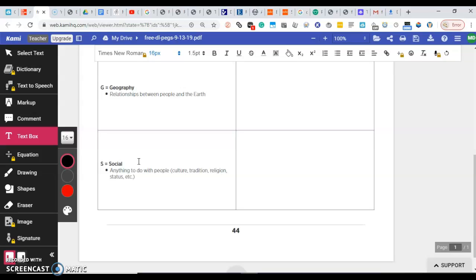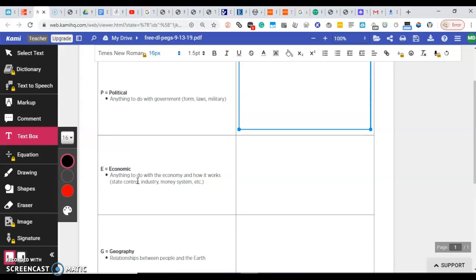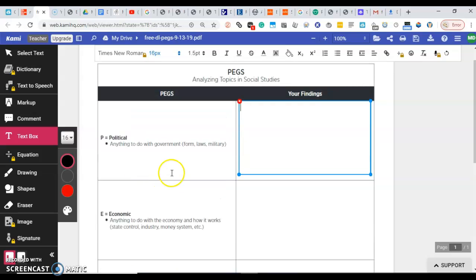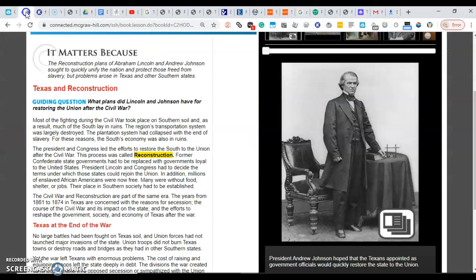think you get the idea, which could include language, it could include the way that people live, it could include traditions, religions, statuses, etc. So this is known as PEGS, and we're going to use this in order to go in depth into Reconstruction, which is the time period after the Civil War.